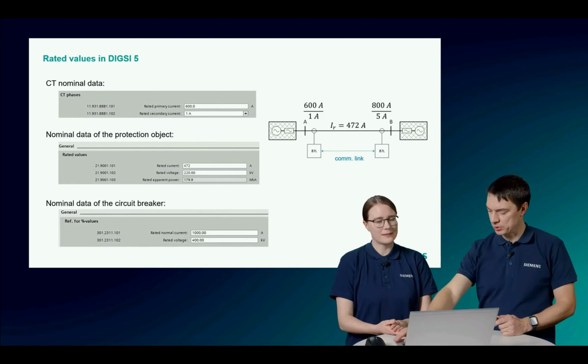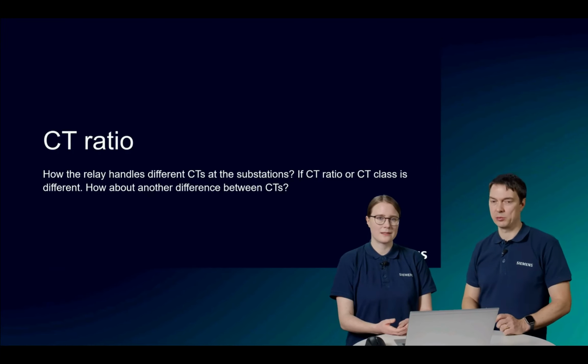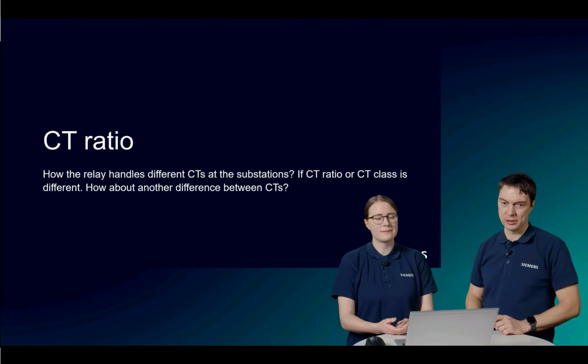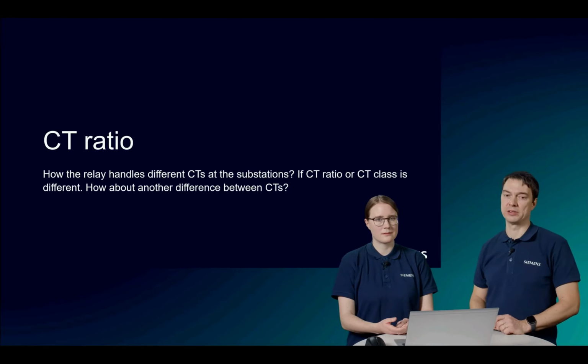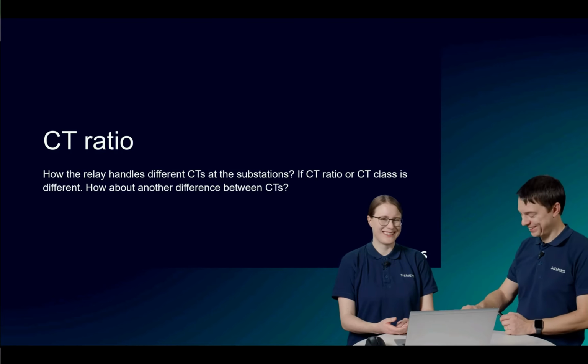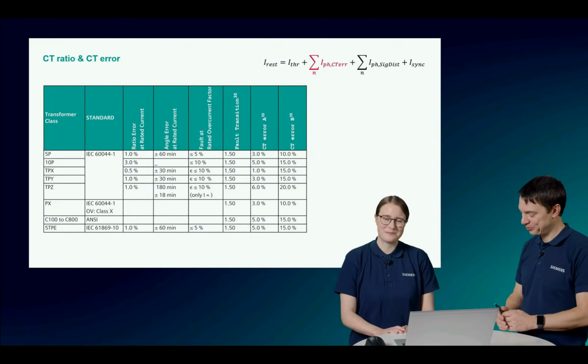You already said something about the CTs. There was another question regarding different types of CTs: how the device really handles different CTs at the substations. If the CT ratio or the CT class is different, how about another difference between CTs? No, the second part I don't understand, but maybe, yeah, let's see.